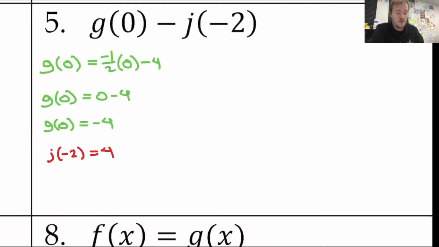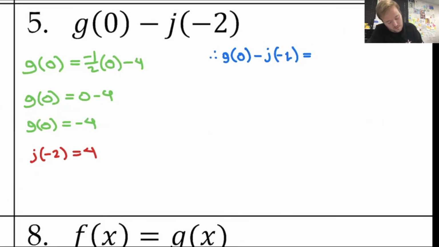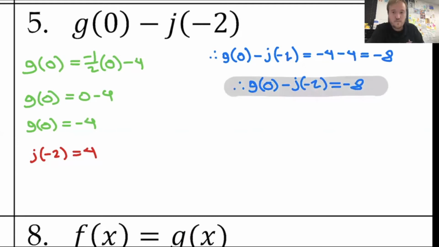So now I want to subtract those. Make sure you get the order in the correct way. So g of 0 minus j of -2 equals -4 minus 4, which is equal to -8. So therefore, g of 0 minus j of -2 is equal to -8. You don't have to write the therefore every time, it's just a habit for me.